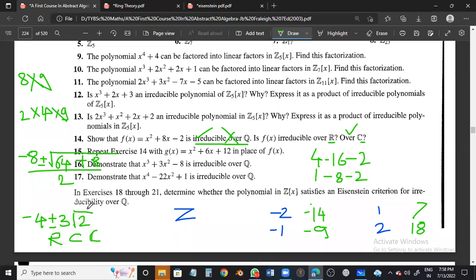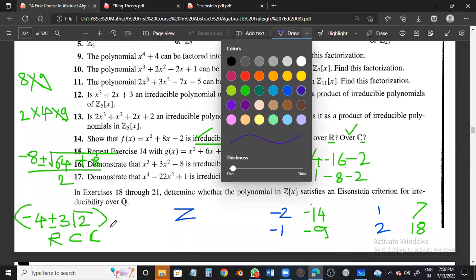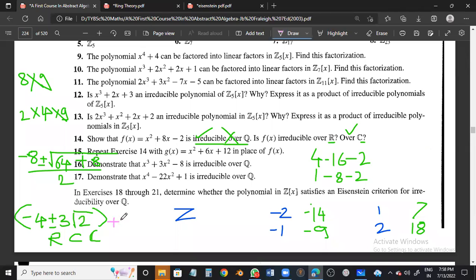You can read this as a complex number. What is this complex number? Can you read this as a complex number? Plus i times 0. Can't you? Yes. So this is a complex root also. So if it is reducible over R, automatically it becomes reducible over C.